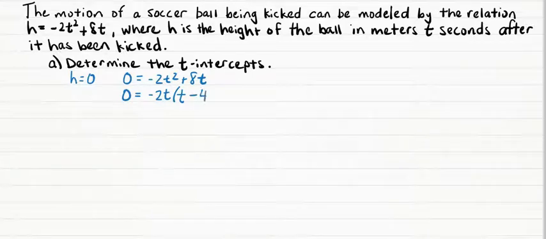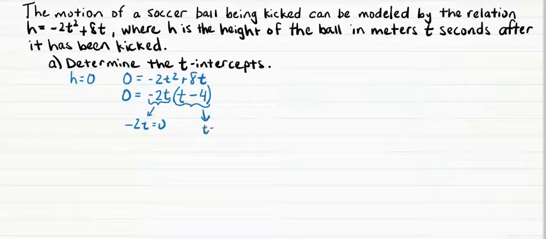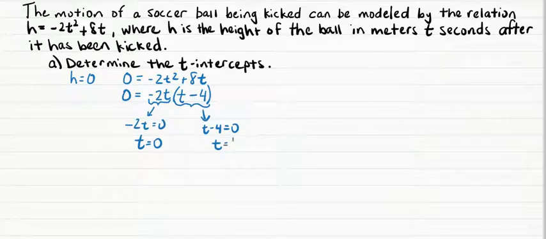Okay. So now either this factor equals 0 or this factor equals 0. That's the only way that I'm going to get this equation to work, because to have two values multiply to equal 0, one or the other has to be equal to 0, or both have to be equal to 0. So we're going to separately set each factor equal to 0, and then solve each of those resulting equations. So dividing both sides by negative 2 here, I get t equals 0. And adding 4 to both sides here, I get t equals 4.